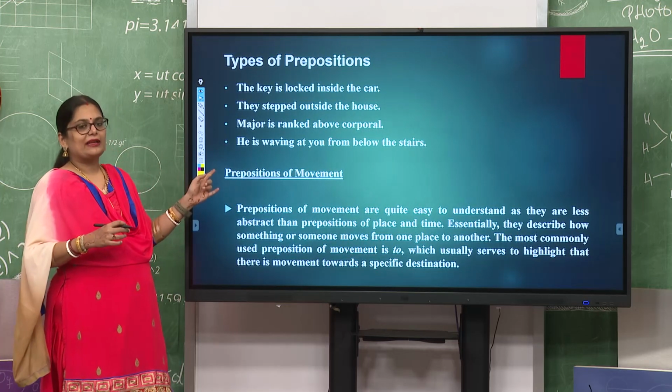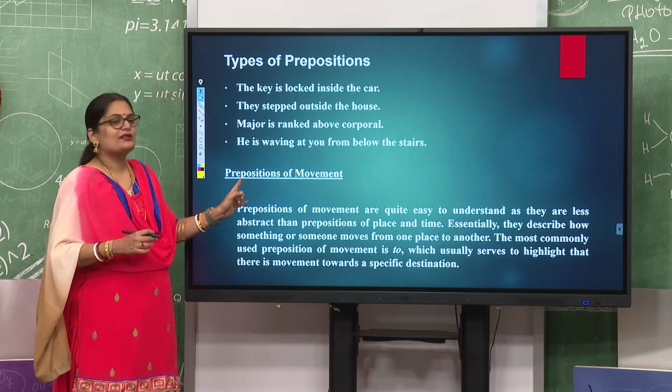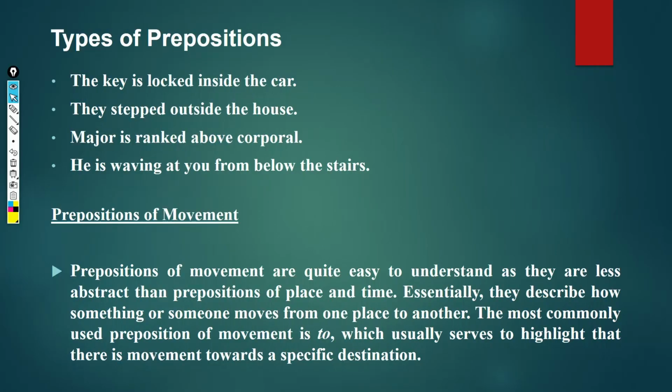We learnt about time, we learnt about place. Now, we come on to prepositions of movement. Prepositions of movement are simple to understand. Why? Because they are less abstract than prepositions of place and time. They describe how something or someone moves from one place to another.